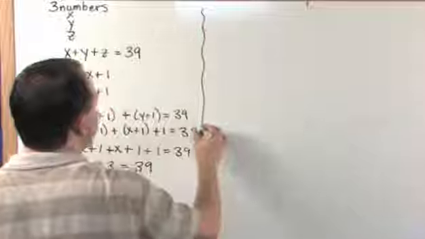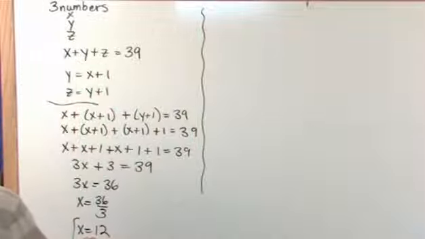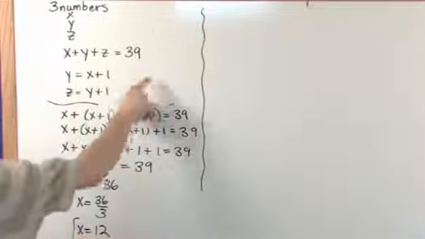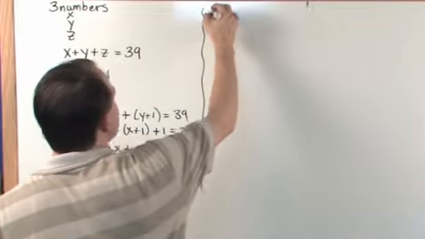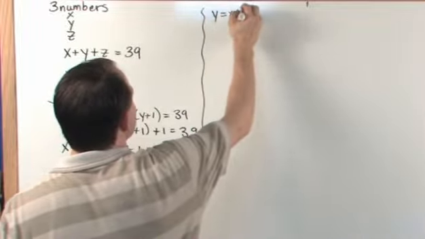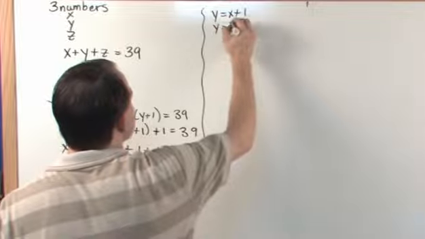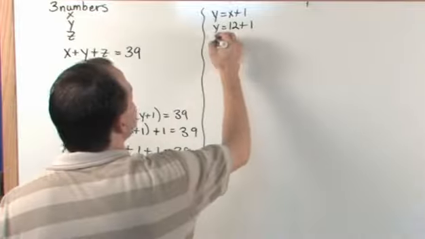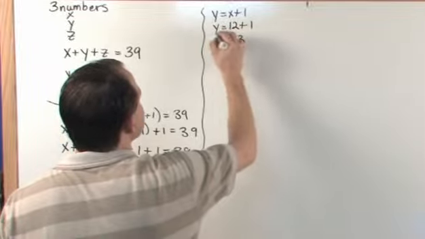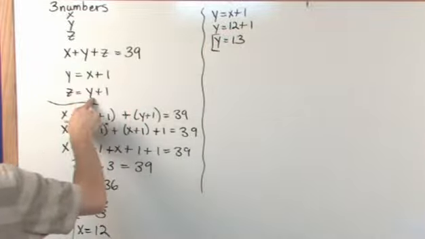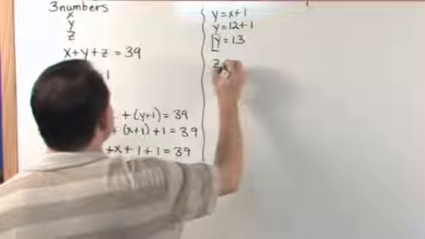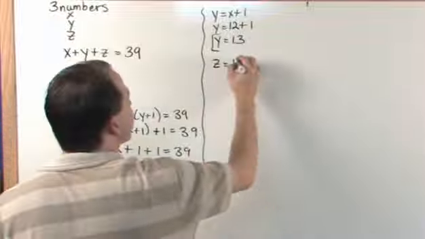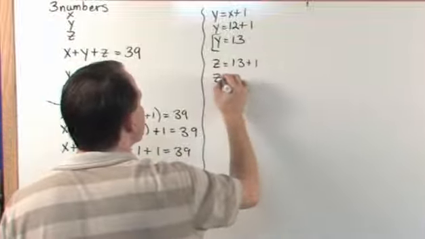Now that we know a value for x, we can plug it in here and find what y is equal to. So y is equal to x plus 1. y is equal to 12 plus 1. We just plugged in our value for x and we have the answer. So y is equal to 13. Now that we know what y is, we can find z. z is equal to y plus 1, which is 13 plus 1. z is equal to 14.